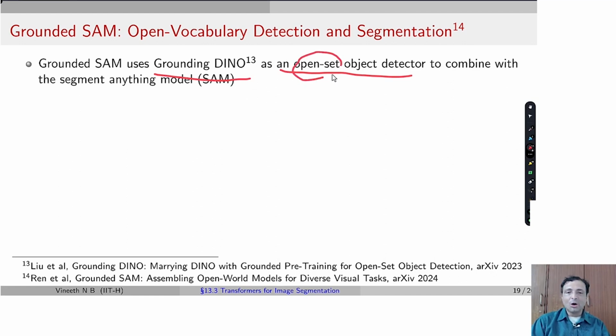What is an open set object detector? Open set is a task in computer vision where, in addition to labeling bounding boxes with class labels, the model can also label a bounding box and say this is an unknown object. Being able to also classify unknowns and say that something is unknown to the model is typically called open set classification or open set recognition. Grounding DINO performs open set object detection and Grounded SAM uses Grounding DINO.